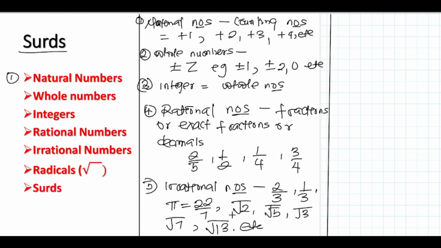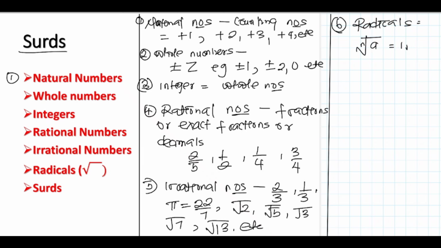Now, when we talk about radicals, radicals are irrational numbers in the form of a square root. So radicals are nth roots of irrational numbers. Radicals are just like the nth root of a.